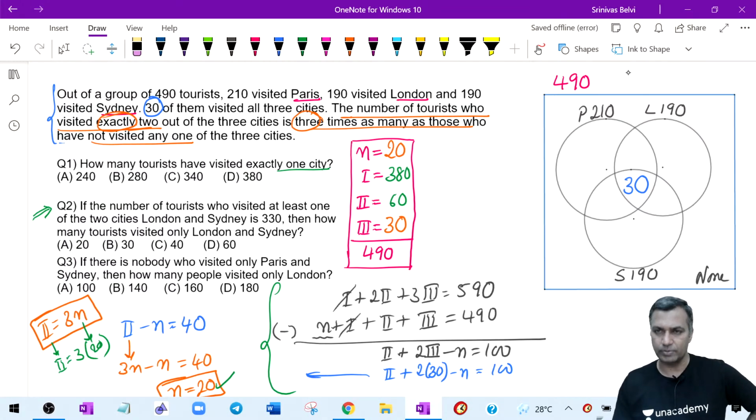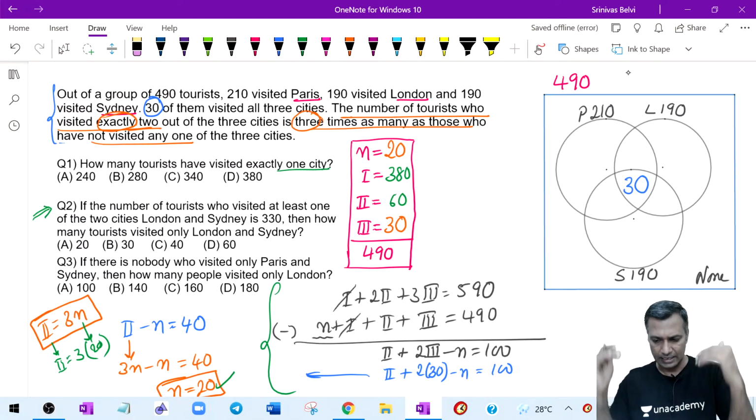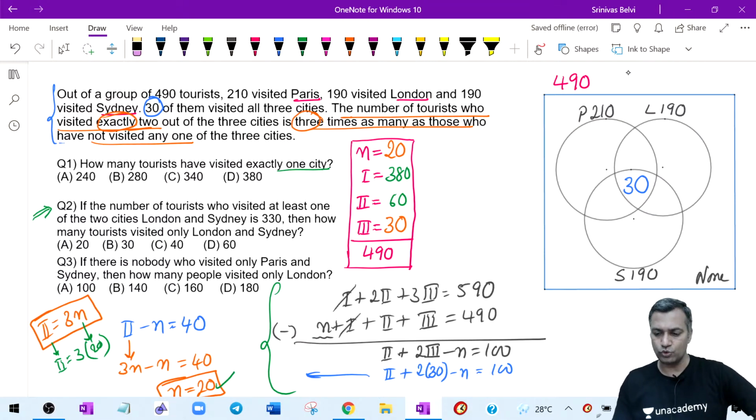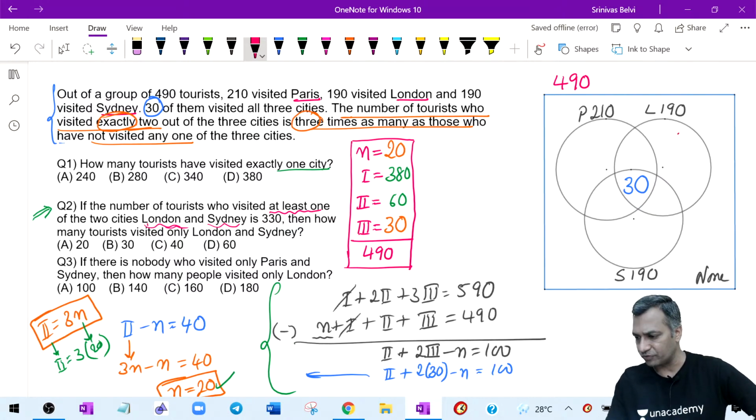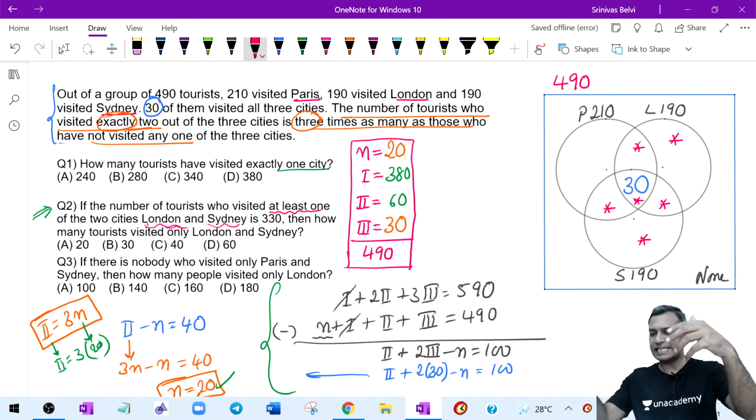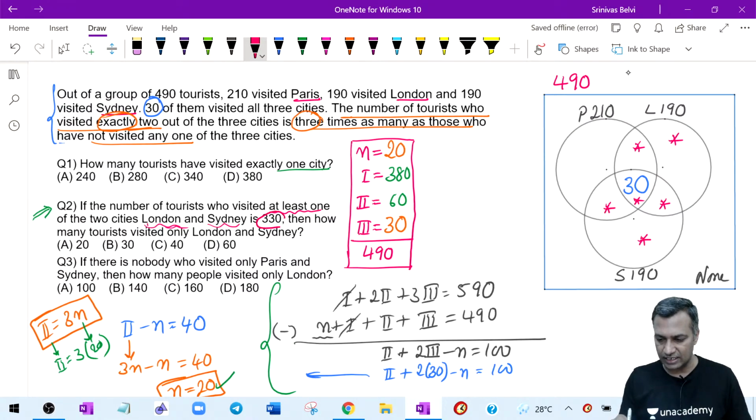Because you will be solving many more questions far more superior than this, don't worry. Let's get the hang of this. Let's understand what the trick does here. If the number of tourists who visited at least one of the two cities, London and Sydney, the word is at least. Minimum one of the two cities. Which are the regions? This one, this one, this one, this one, this one, and this one. These six together is 330.